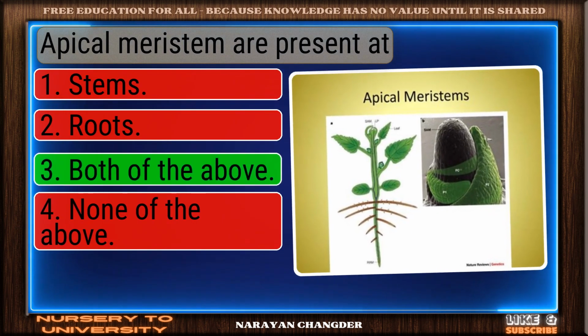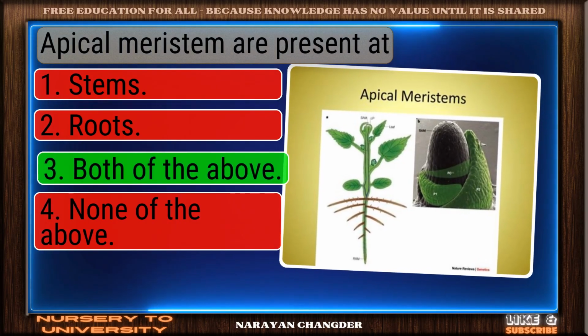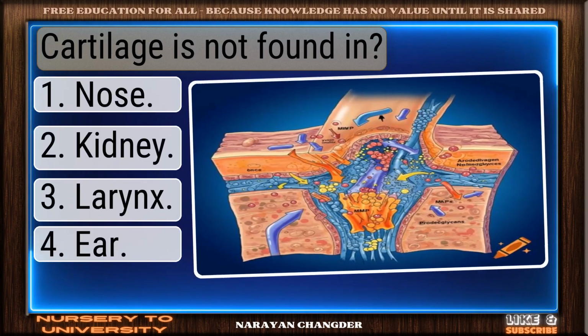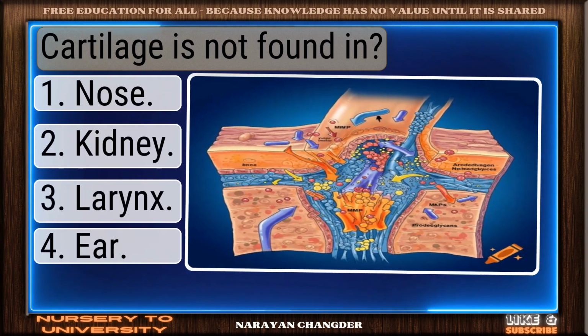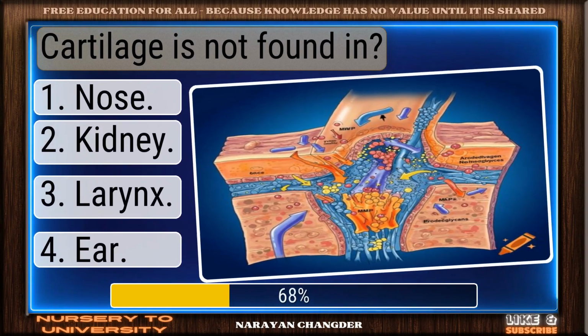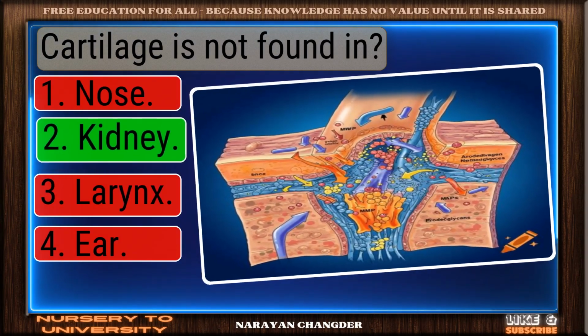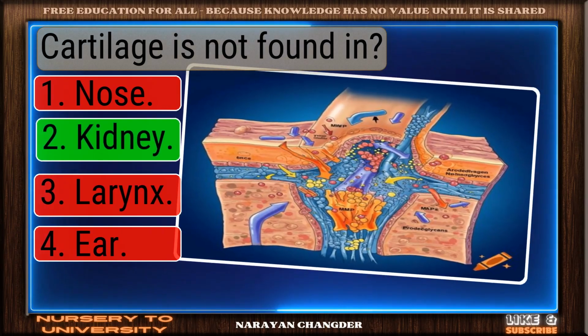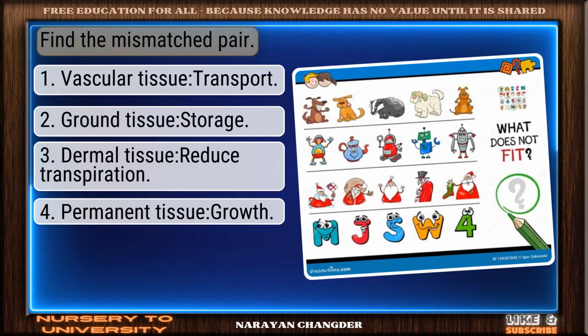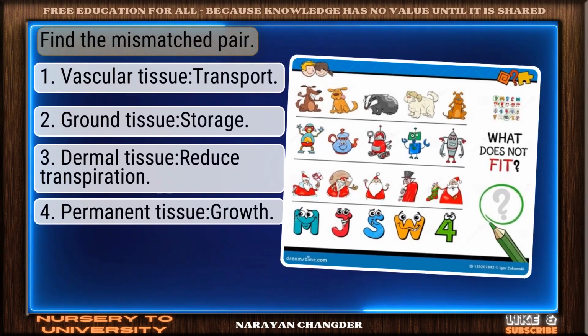Good thinking. Both of the above is the right answer. Question number 104. Cartilage is not found in. Excellent choice. Kidney is the right answer. Question number 105. Find the mismatched pair.